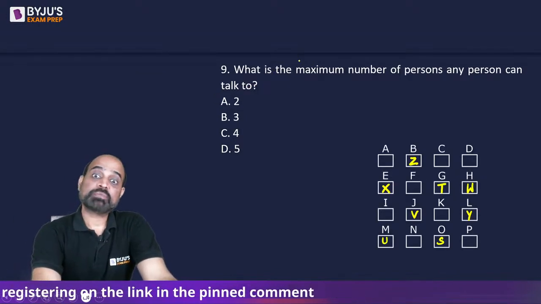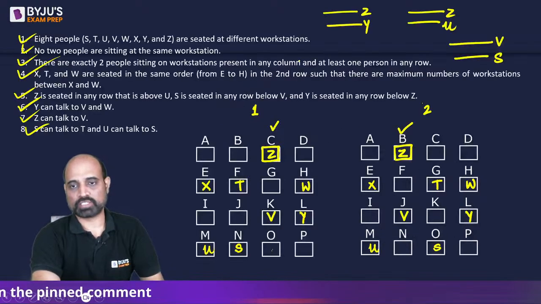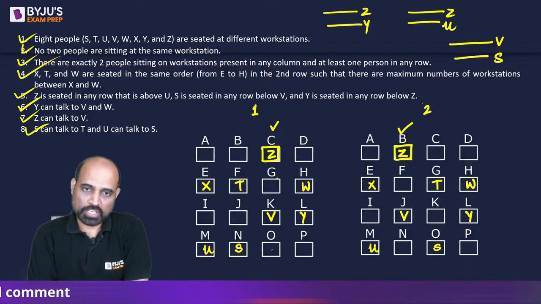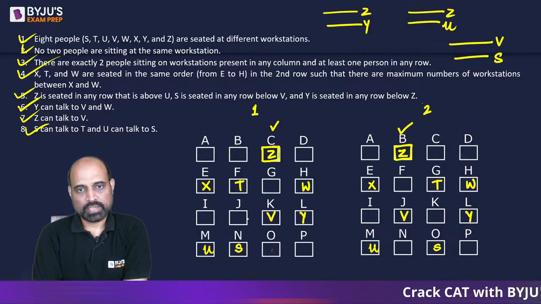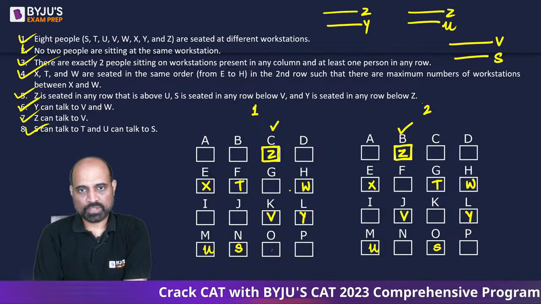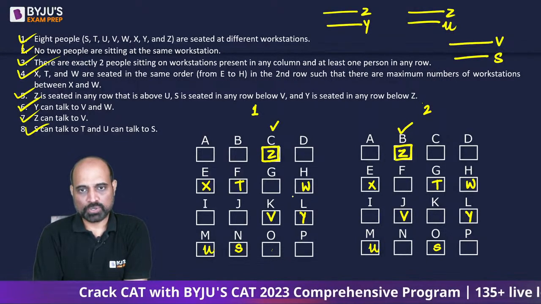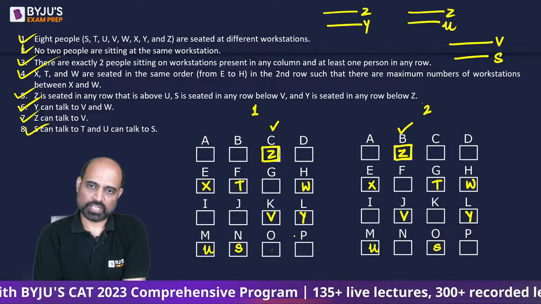What is the maximum number of persons any person can talk to? Maximum कितने हो सकते हैं? So if we look at T, the guy T can talk to 1, 2 and 3. If we look at W, W is going to be 1, 2, 3.